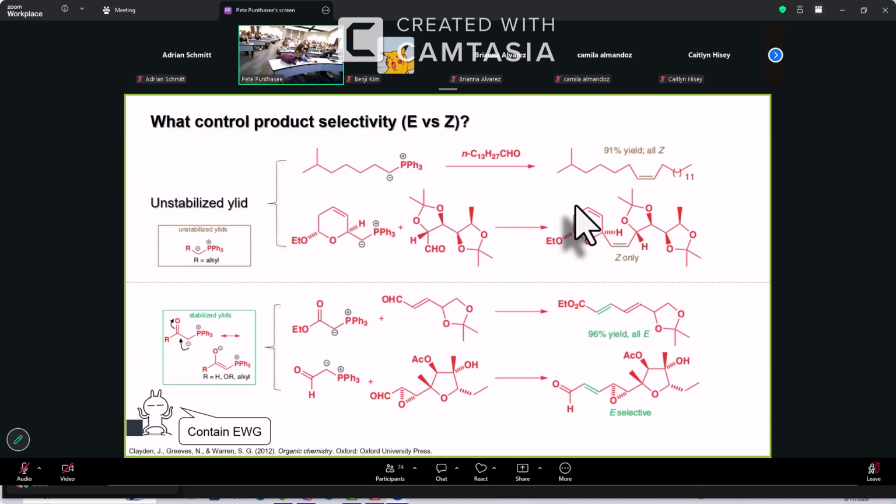That's it. Okay, there's a reason behind it. If you look at it, if you have my hand now, you flip the next page. That's the reason why the stabilized ylide gives you E and unstabilized gives you Z. Okay, but we're just going to use it today. Let's see, where's that? Right here.